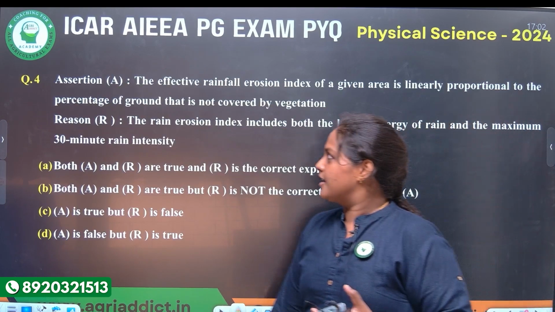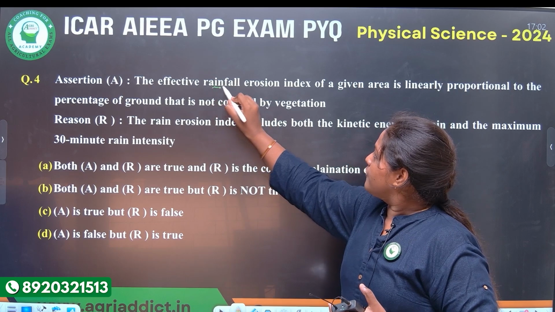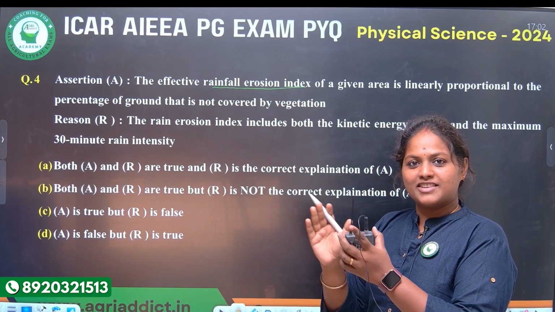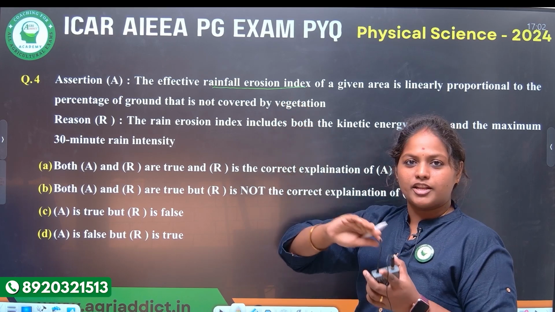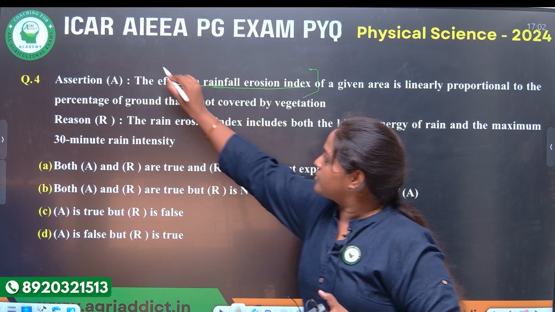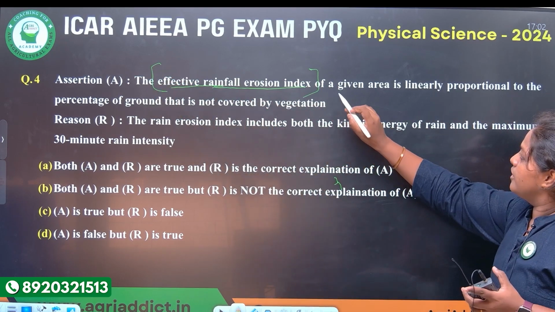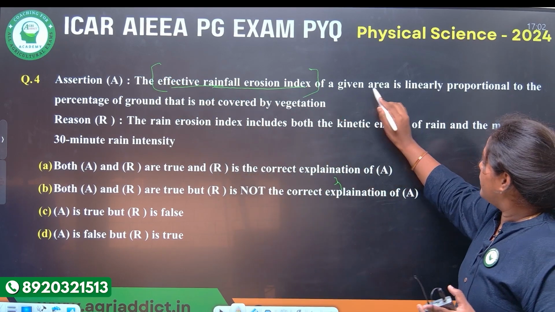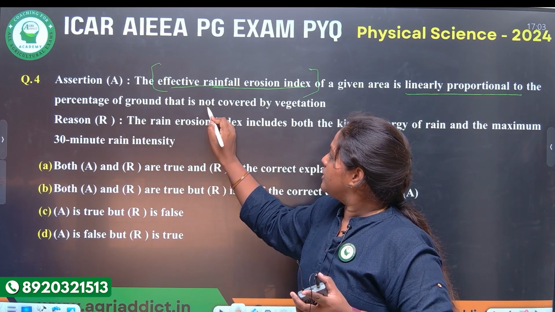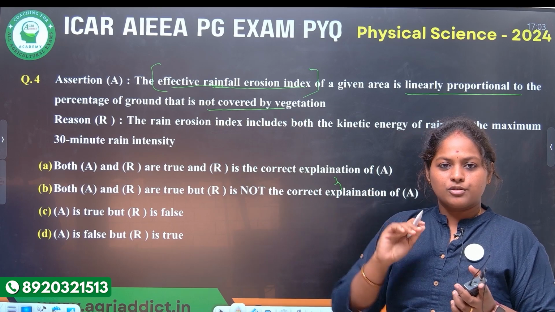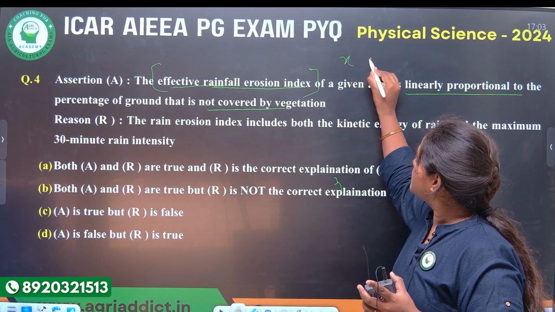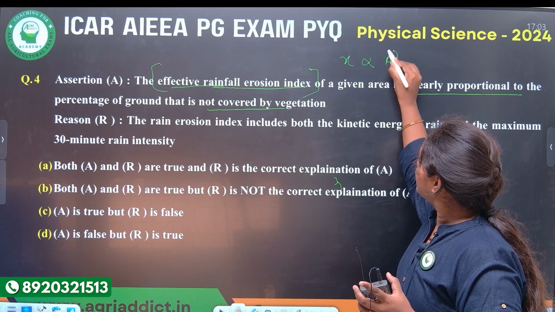another assertion reason again. See, the effective rainfall erosion index. Again here, effective rainfall erosion index is a very big term. So you need not worry about seeing this much terminology. Just keep it aside. What they gave is: this particular index of a given area is linearly proportional to the percentage of ground that is not covered by vegetation. So they gave one index which is proportional to the area without vegetation.